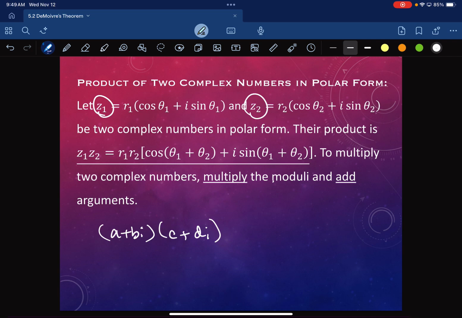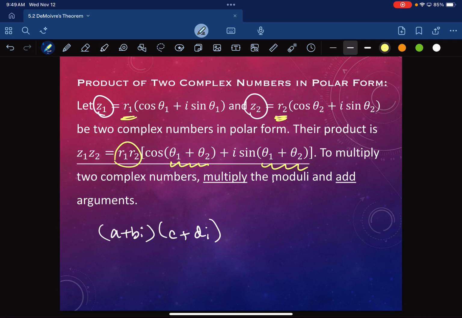Here's what it says we do when we multiply these. We multiply the real components in front. R1 and R2, they get multiplied. And we add the angles. There's no foiling. There's no combining like terms. You're just multiplying the numbers in front, adding the angles together underneath. And it will arrive at the exact same value as the other one would.